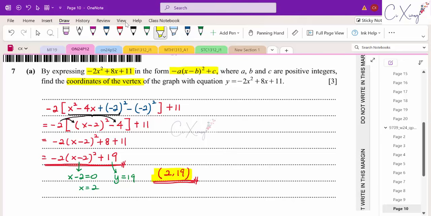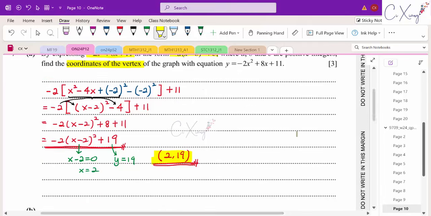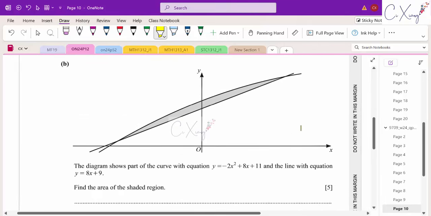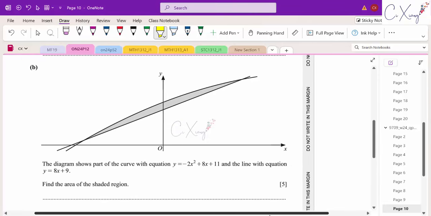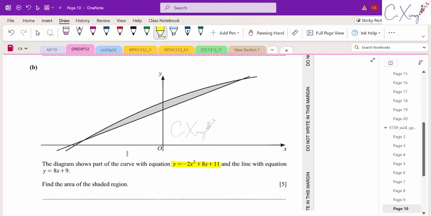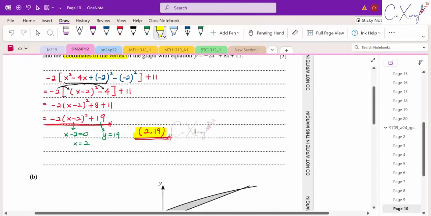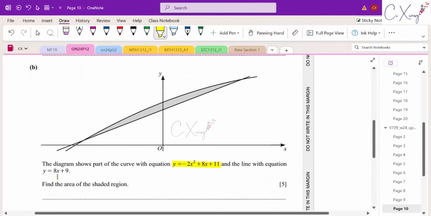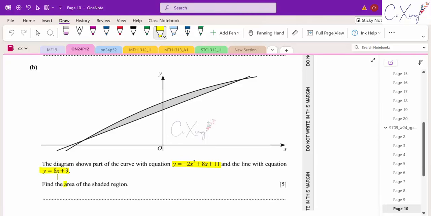Alright, so let's have a look at part B. Okay, so for part B, we are given a diagram. The diagram shows part of the curve with the equation y equals -2x squared plus 8x plus 11, which is the equation that we have on top, right? And the line with this equation, y equals 8x plus 9. Find the area of the shaded region. Alright, so to find the area of the shaded region, basically it involves integration.